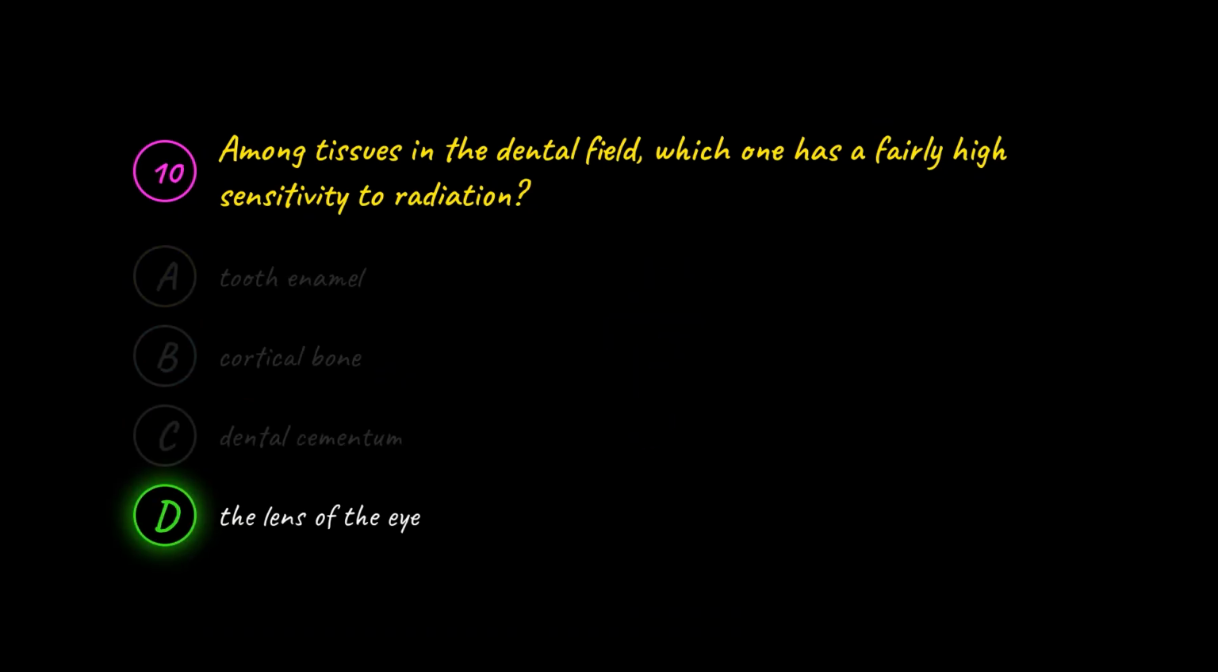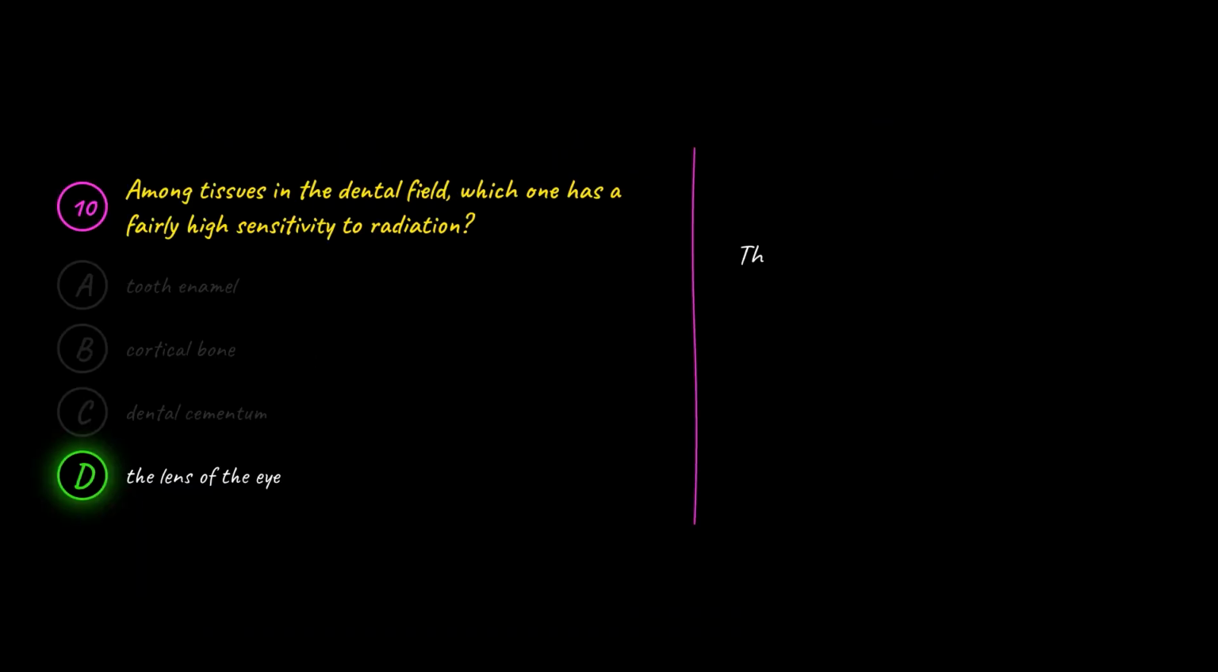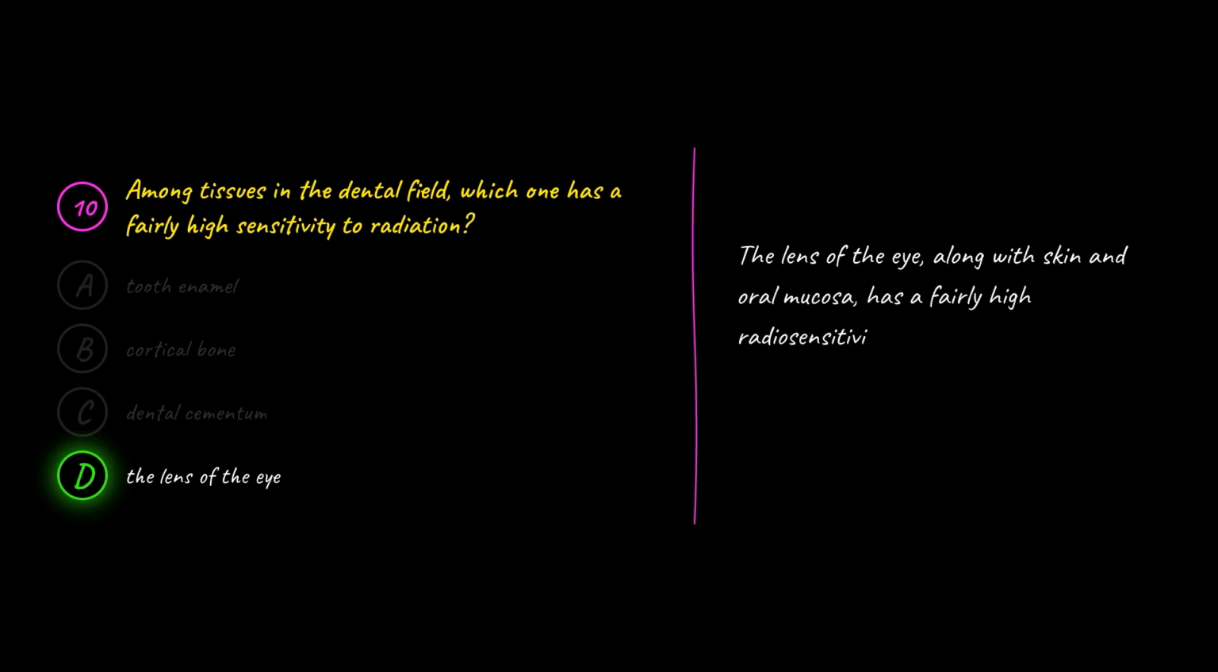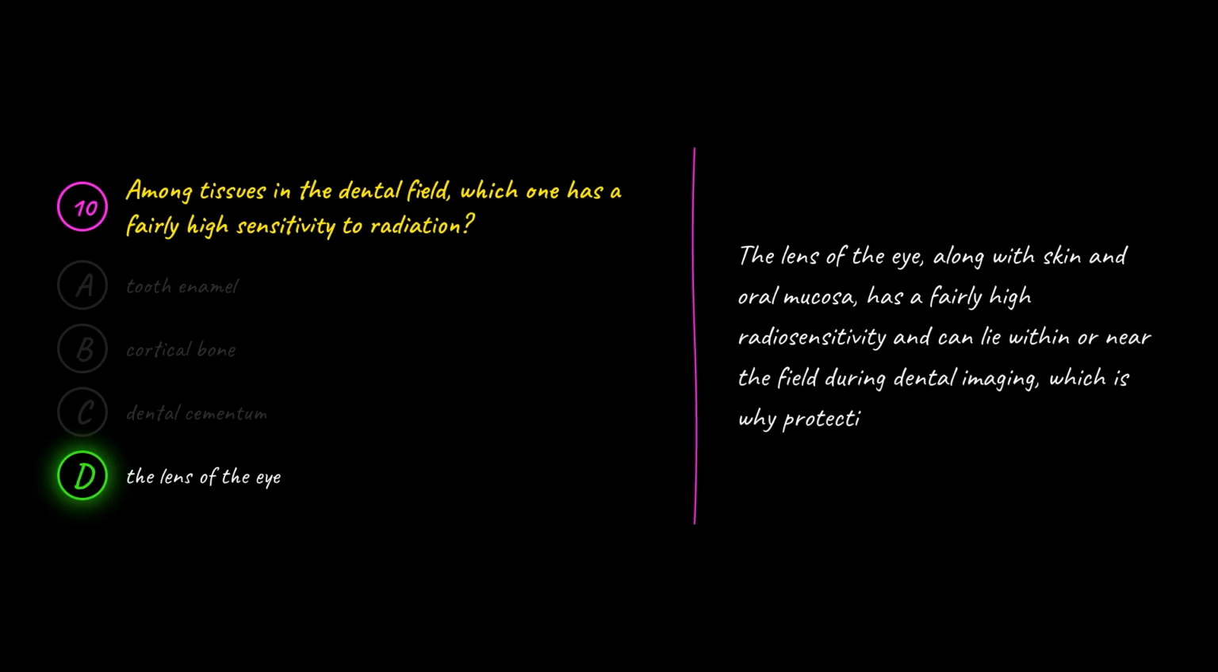The correct answer is D. The lens of the eye. D is correct because the lens of the eye, along with skin and oral mucosa, has a fairly high radiosensitivity and can lie within or near the field during dental imaging, which is why protection matters.